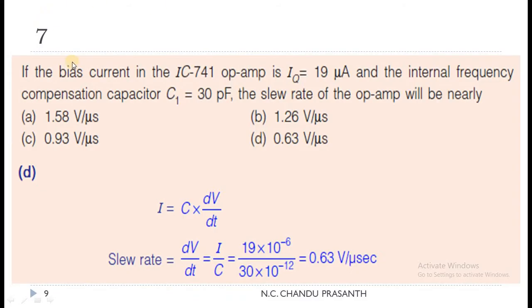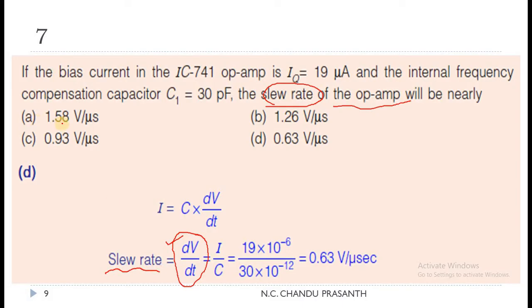The seventh one. If the bias current in the IC741 operational amplifier is IQ equal to 19 microamperes and the internal frequency compensation capacitor C1 equal to 30 picofarads, the slew rate of the operational amplifier will be, we have to find out the slew rate. What is the formula for the slew rate? dV by dt, change in voltage to the change in time. It is the definition for the slew rate.